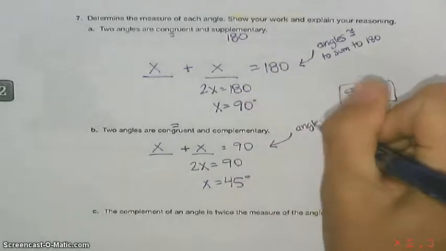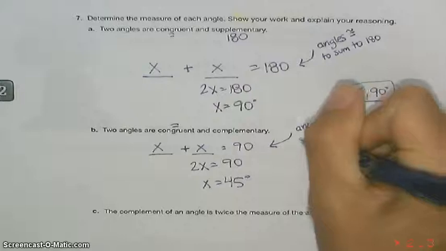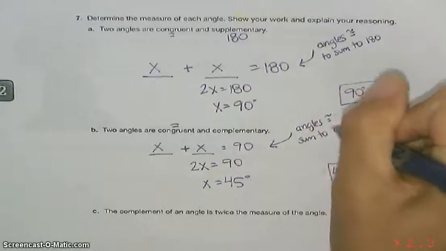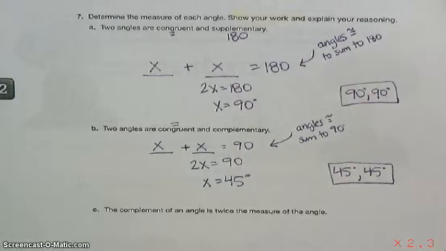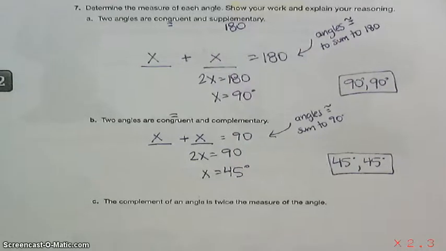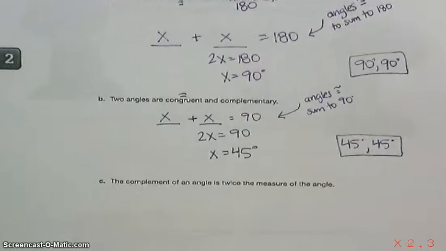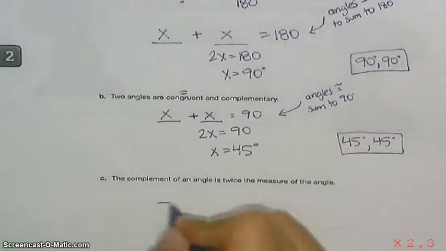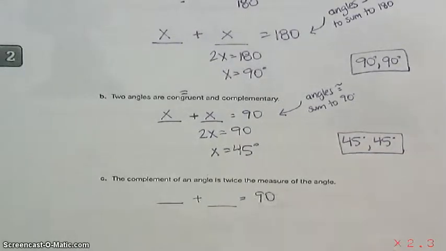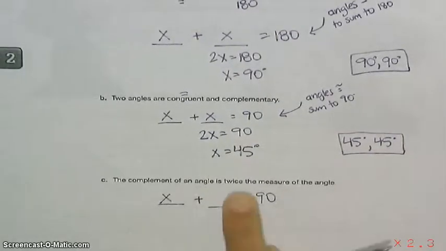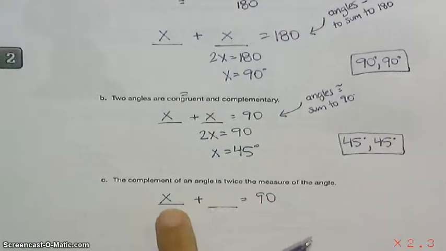So here, the angles are congruent, but this time, they have to sum to 90. That's my reasoning on that equation. What about the complement of an angle is twice the measure? Okay, so once again, I've got angles. Complement means adding to 90. Then I've got some angle, and then I've got twice the measure of that angle.